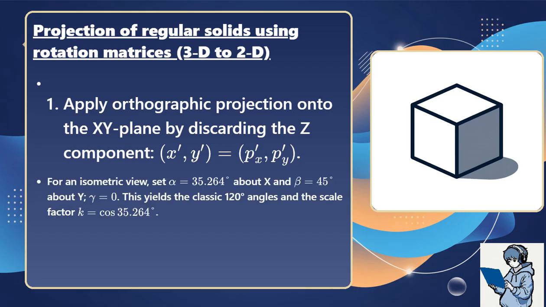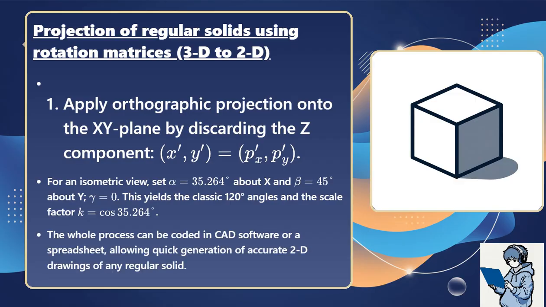For an isometric view, set alpha equal to 35.264 degrees about x and beta equal to 45 degrees about y. Gamma equals 0. This yields the classic 120-degree angles, and the scale factor k equals cosine of 35.264 degrees. The whole process can be coded in CAD software or a spreadsheet, allowing quick generation of accurate 2D drawings of any regular solid.